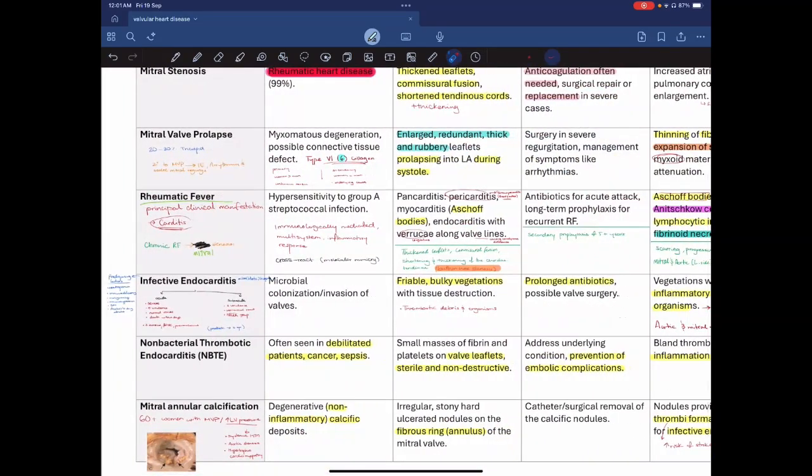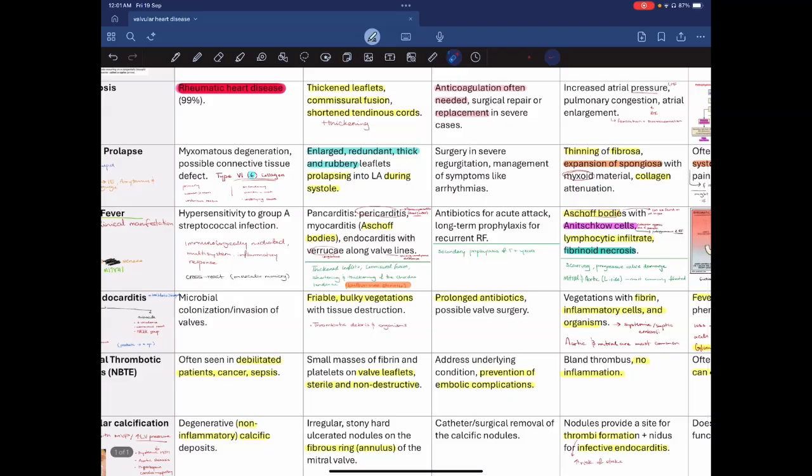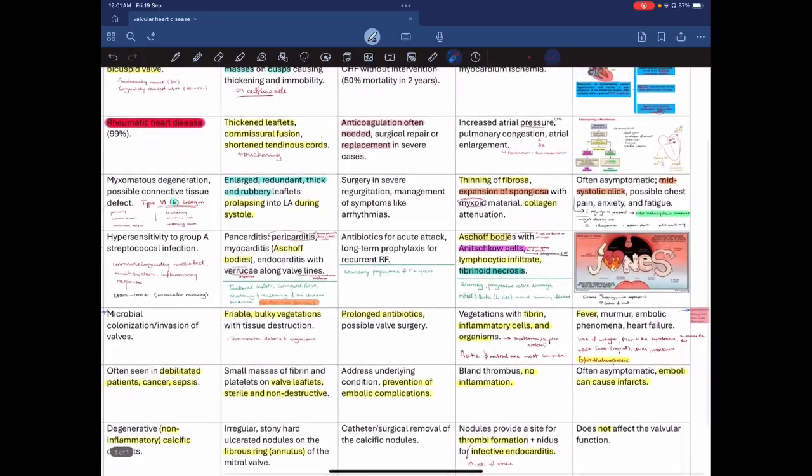What will happen here at the microbial level? We'll see colonization and invasion of the valve. The valve will become inflamed and will develop bulky vegetations. That's why we risk regurgitation, especially in the mitral valve. What we need to do is give prolonged antibiotics, because the endocarditis might come back. If the damage was too severe, we might do surgery on the patient.